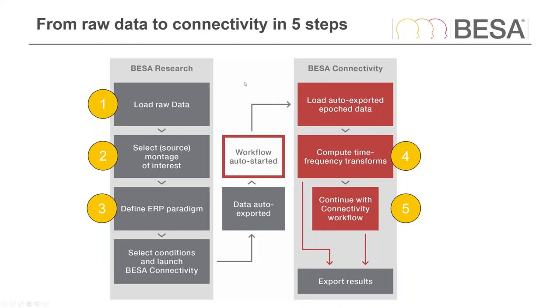The connectivity basically covers five steps to take you from raw data to the final result. So the first step is to load the raw data. Then you need to select the source montage or the sensor montage of interest that you want to analyze. Then define the paradigm. Then select the condition to analyze. There's a few automated steps that the processing pipeline goes through. Then you compute the time frequency transforms, and using them, finally continue with the connectivity workflow to get to the connectivity.